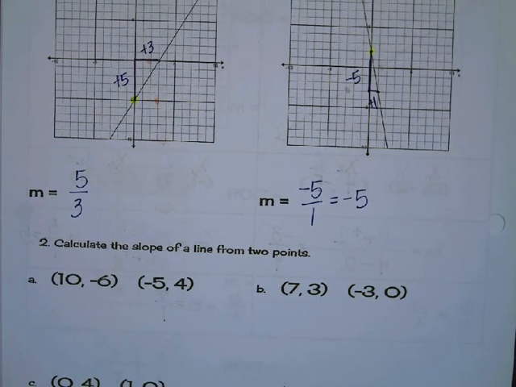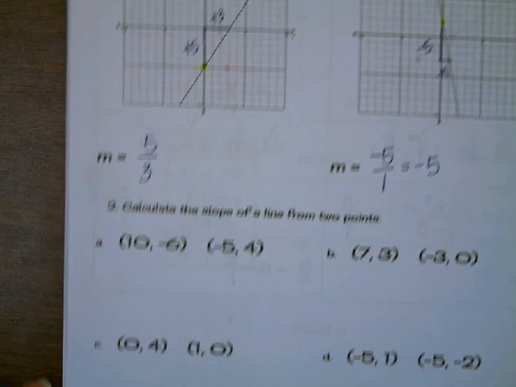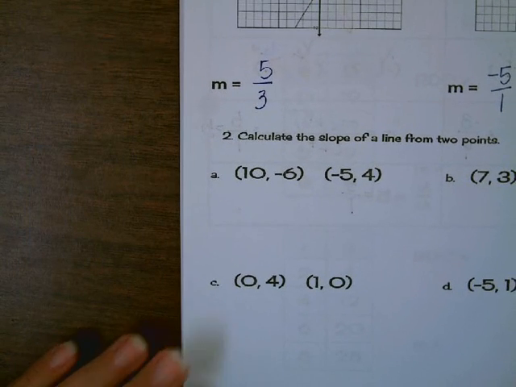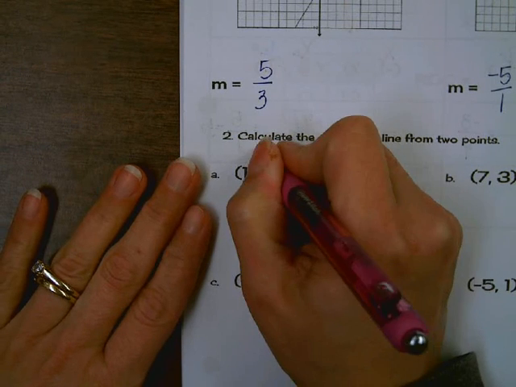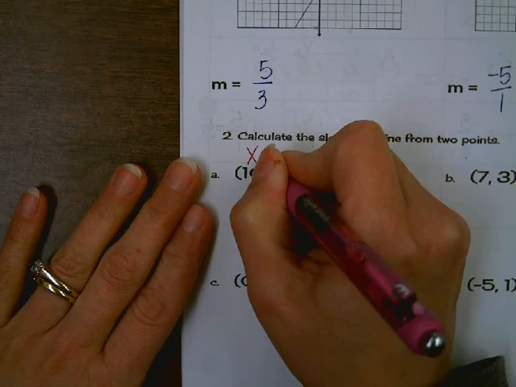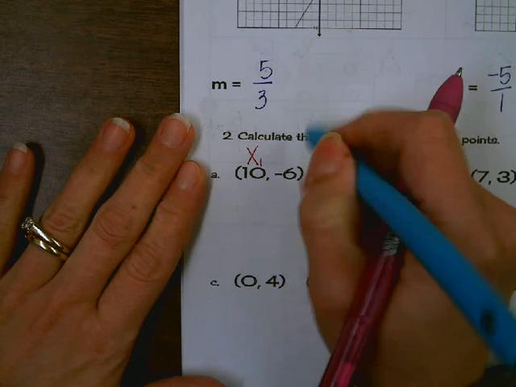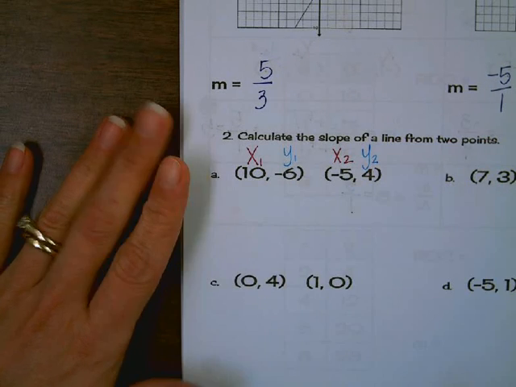All right, so now that we've mastered finding slope from a graph, we're going to go ahead and continue to work on finding slope from a set of points. So just like we did on our homework on Friday, we're going to make sure that we label our points. Here's my x1, here's my x2. Here is my y1, here is my y2. And I'm going to use that slope formula.